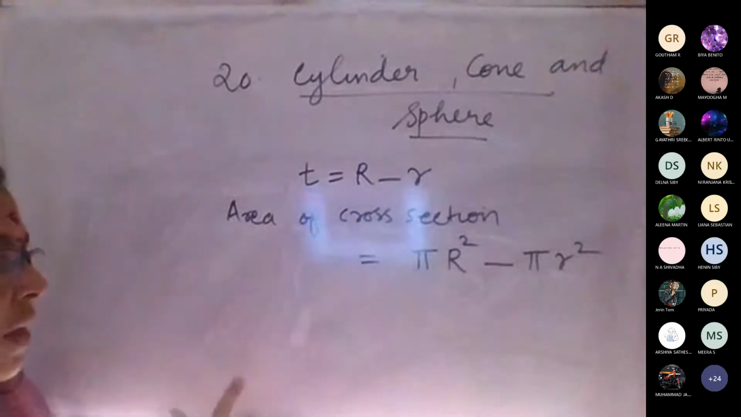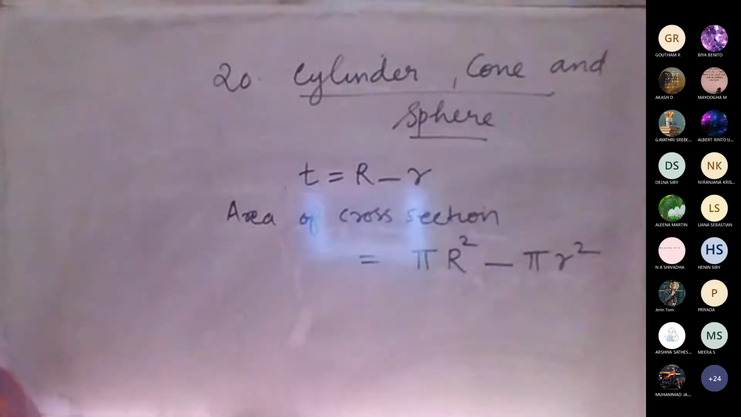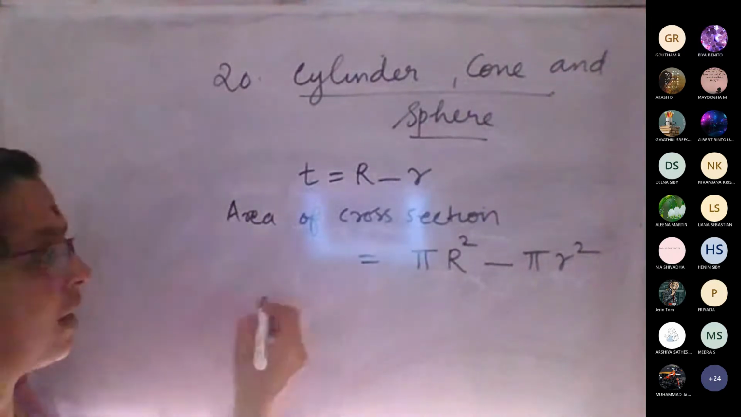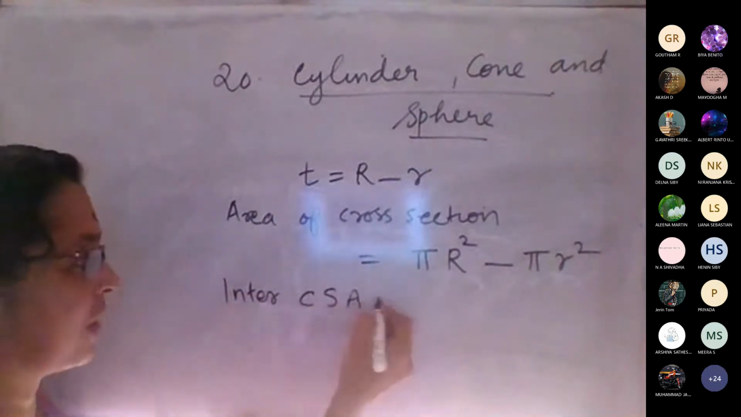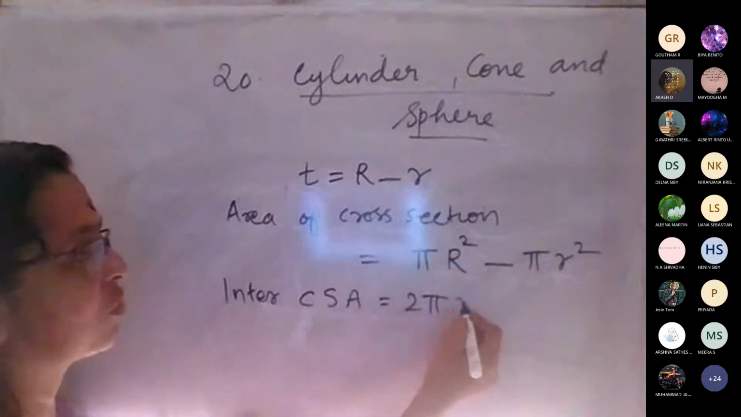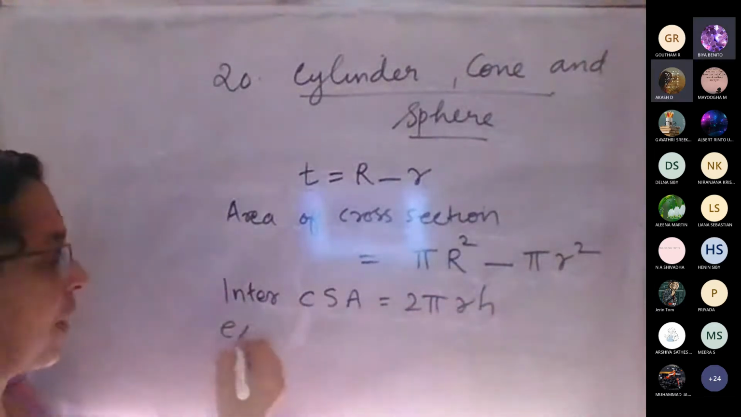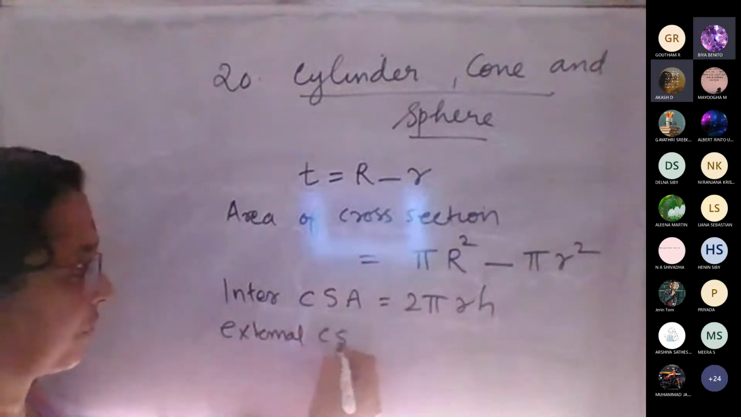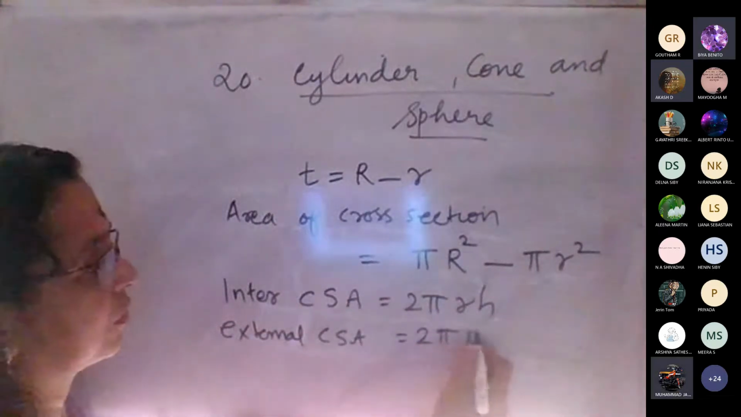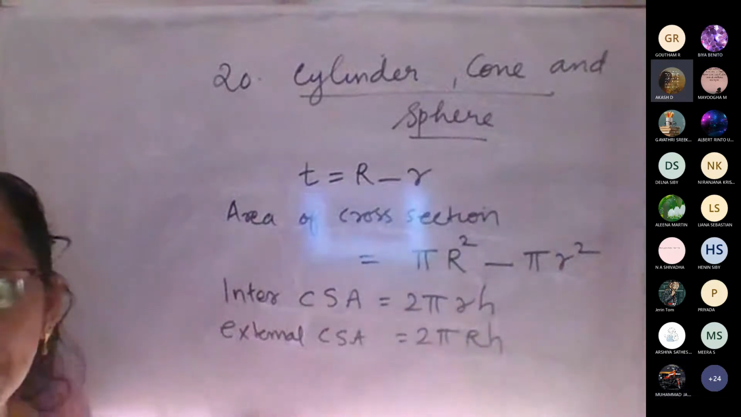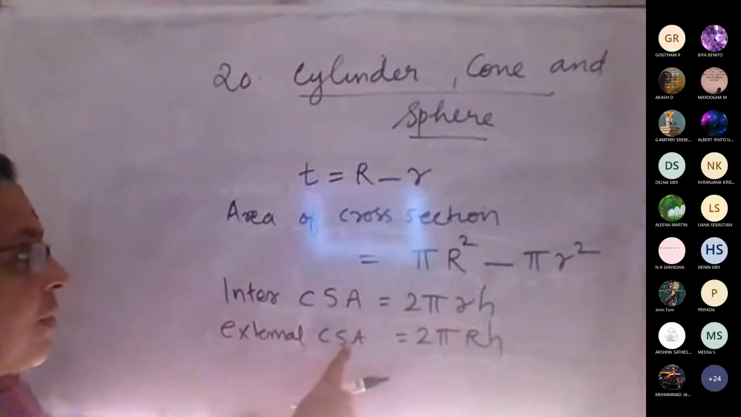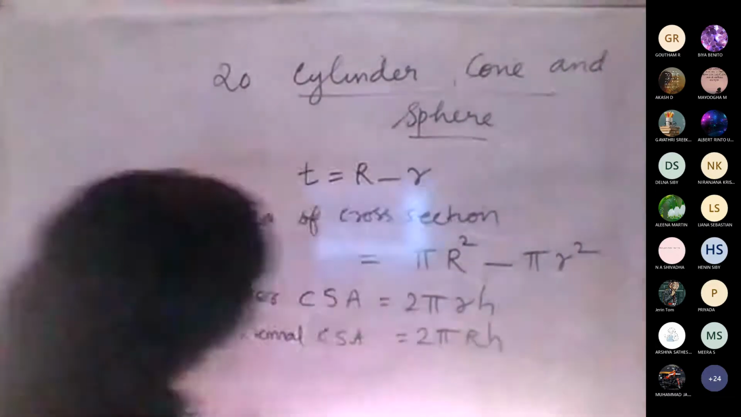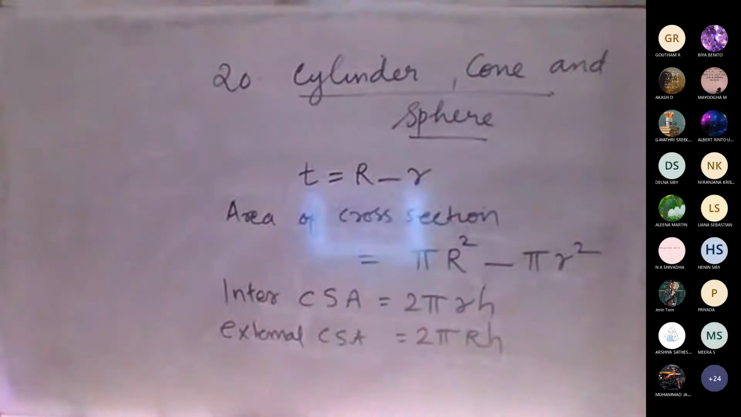Then we have curved surface area. It contains two parts: the internal curved surface area, 2 pi small r h, and the external curved surface area, 2 pi capital R h. Okay. Then next, after discussing curved surface area and cross section, we can discuss which one?